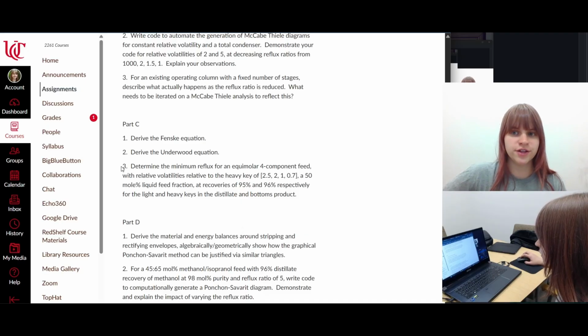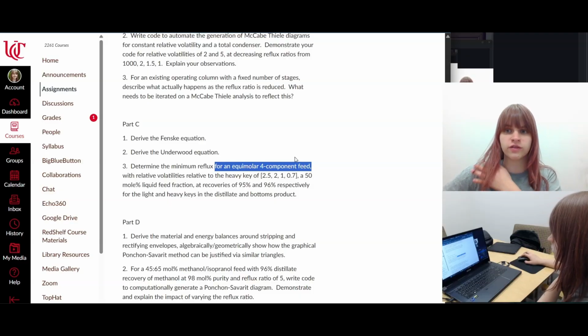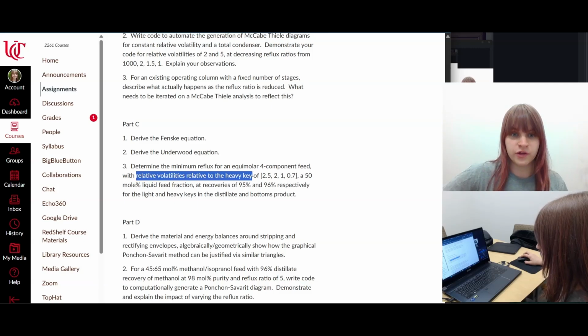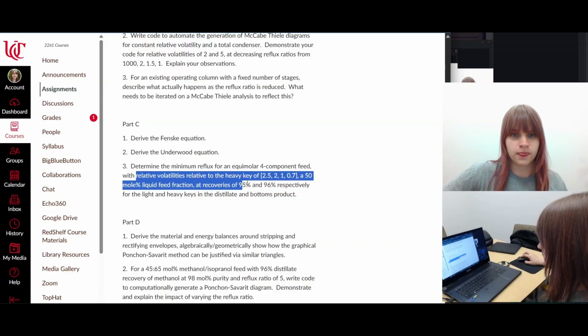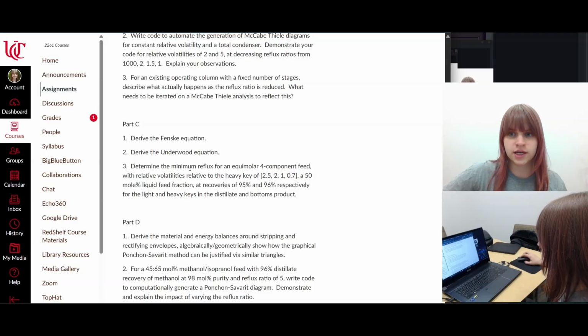Now we are in the final section for this part of the homework, but basically we want to determine the minimum reflux ratio, so we're using that Underwood equation for an equimolar 4-component feed, so a quarter of the feed is each of the components. And with these relative volatilities given, a 50 mole % liquid feed fraction, and those are our recoveries that we need to take into account.